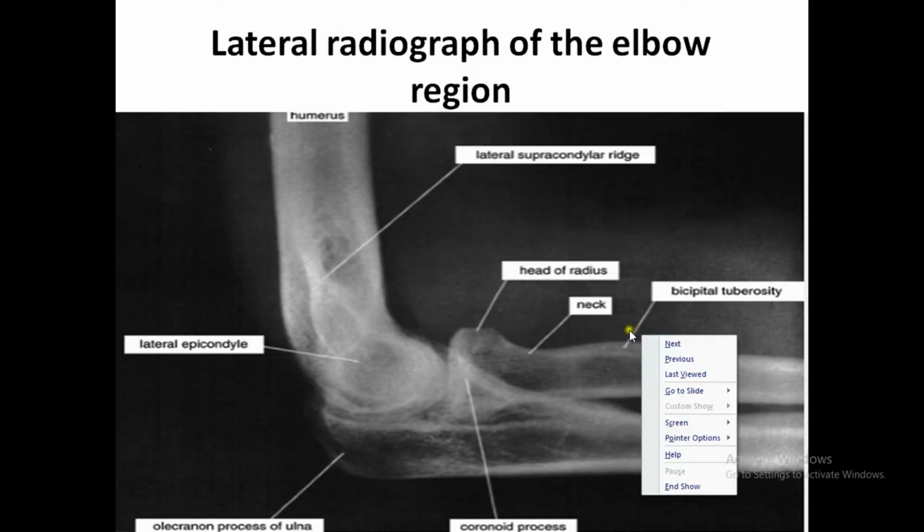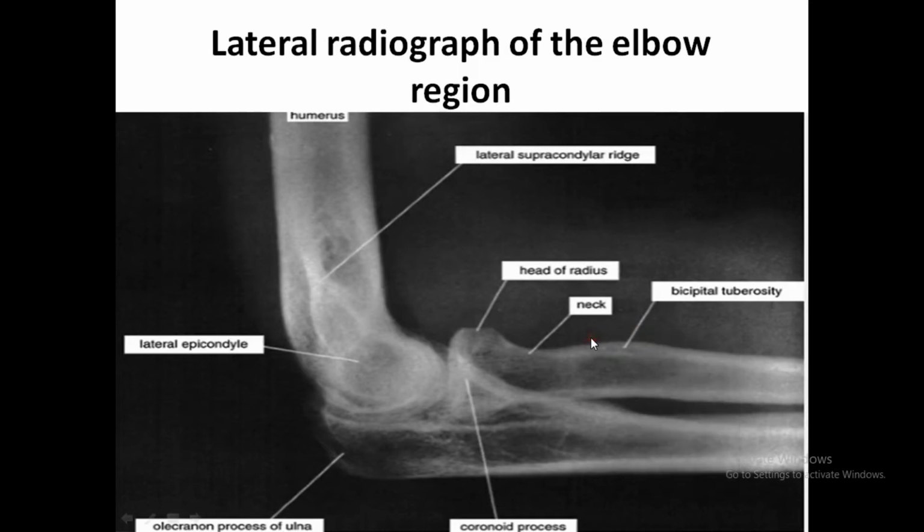This is the lateral radiograph of the elbow region. You could see the humerus, the ulna and the radius. You can recognize the radius with the head of the radius, the neck of the radius and the bicipital tuberosity. Then you could see the coronoid process of the ulna and the olecranon process of the ulna. In the humerus, you can see the lateral epicondyle of the humerus and the lateral supracondylar ridge of the humerus.